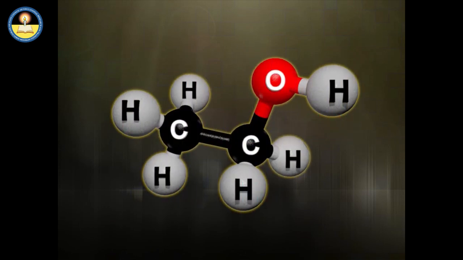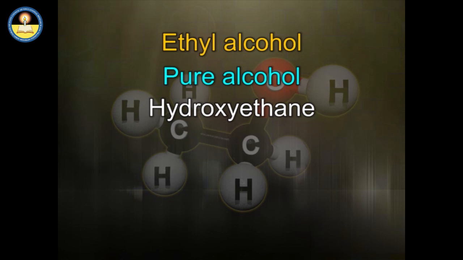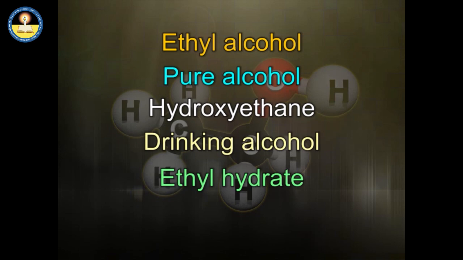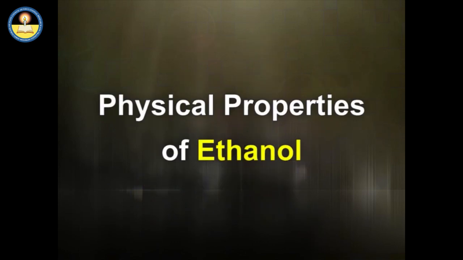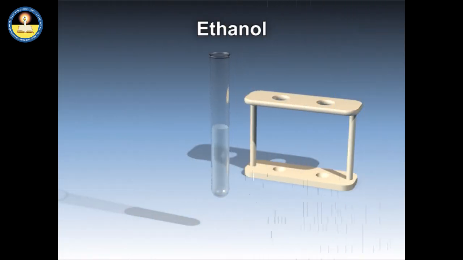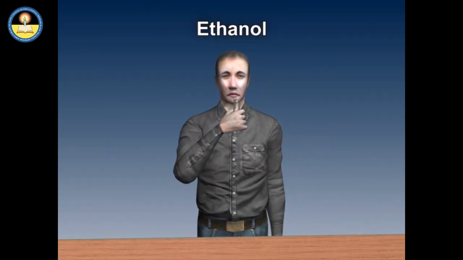Few other names of ethanol are ethyl alcohol, pure alcohol, hydroxyethane, drinking alcohol, ethyl hydrate, absolute alcohol. Physical properties of ethanol. Ethanol is a colorless liquid having unpleasant smell and a burning taste.